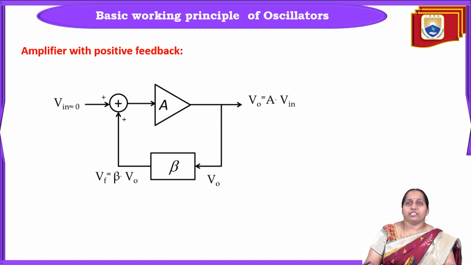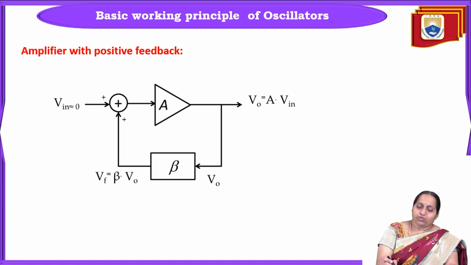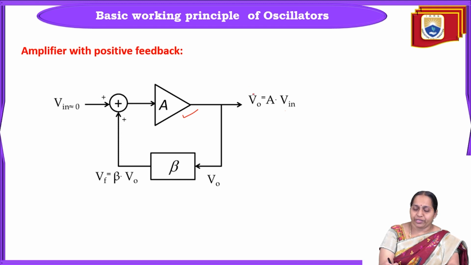Now we shall see the basic working principle of an oscillator. As I told, an amplifier with positive feedback is nothing but an oscillator. Here we are giving zero input signal. For an oscillator we don't give any input signal. Here the basic amplifier gain is A, so V naught will be equal to A into Vn.